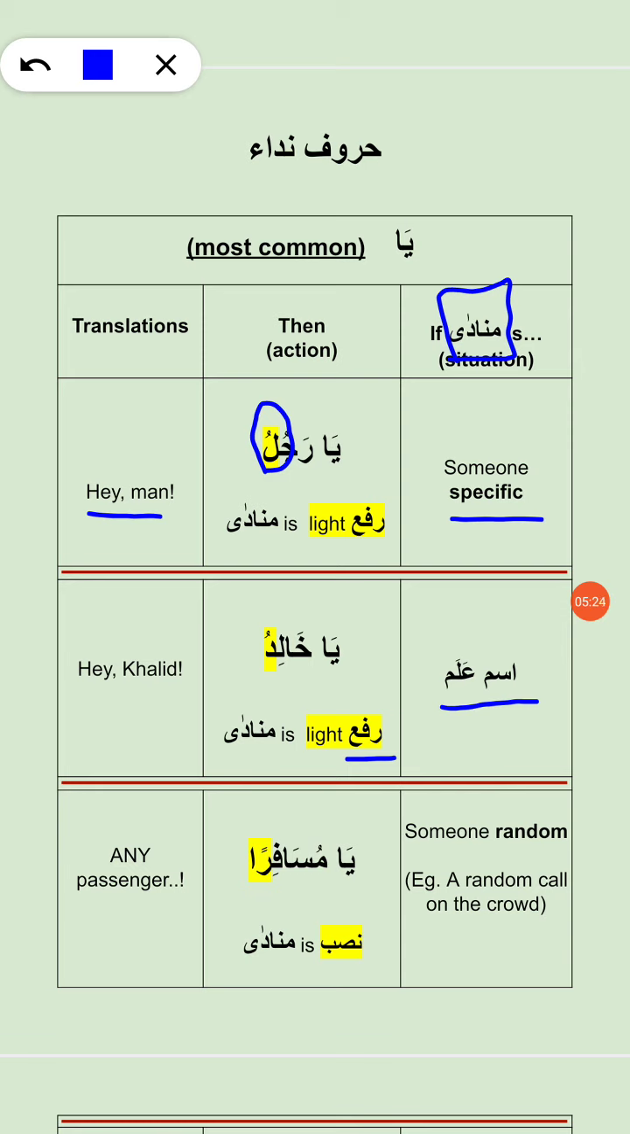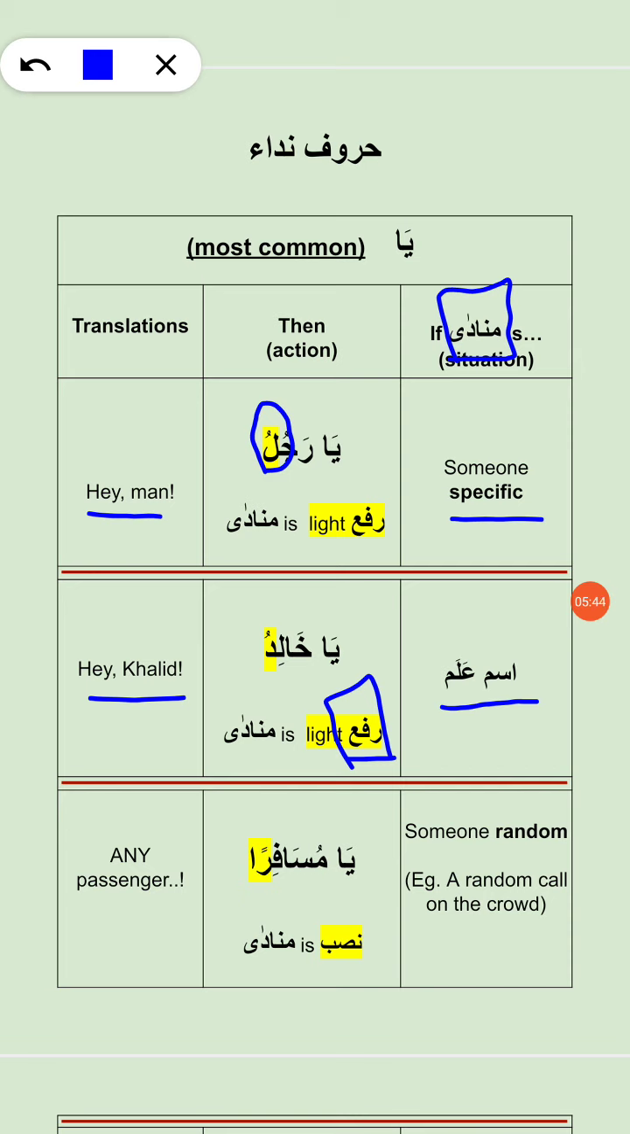What do you do? You simply replace the tanween with a single harakat of rafa form, which means simply a single dhamma. Okay, it is light and rafa. Munada. Hey Khalid. All right, munada is light and rafa. Ya Khalidu.